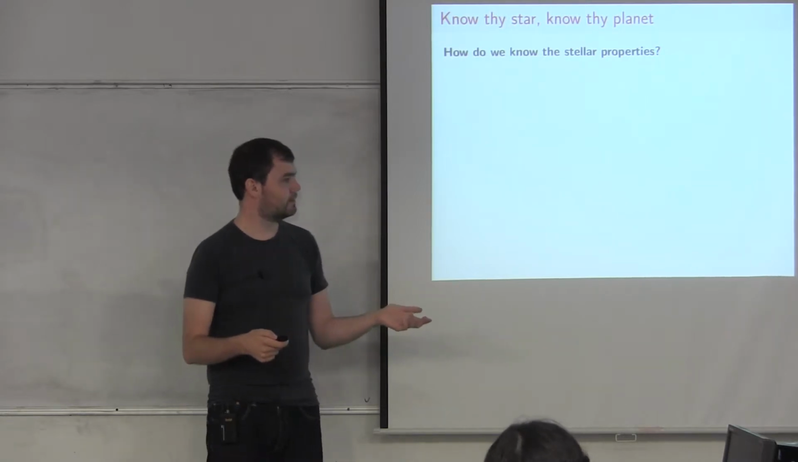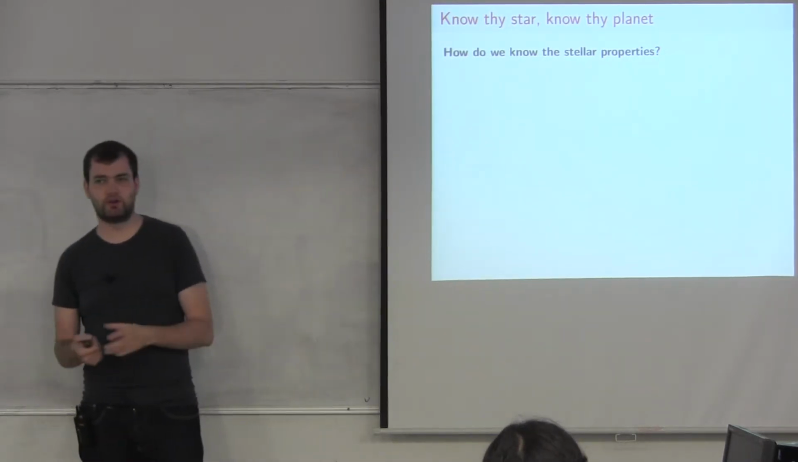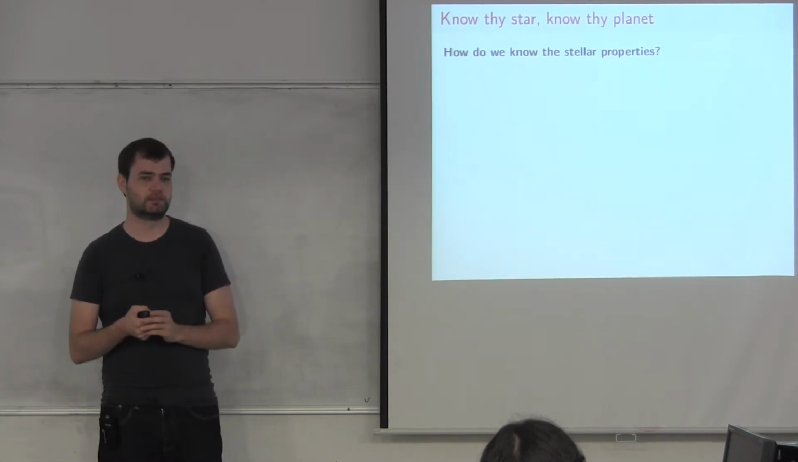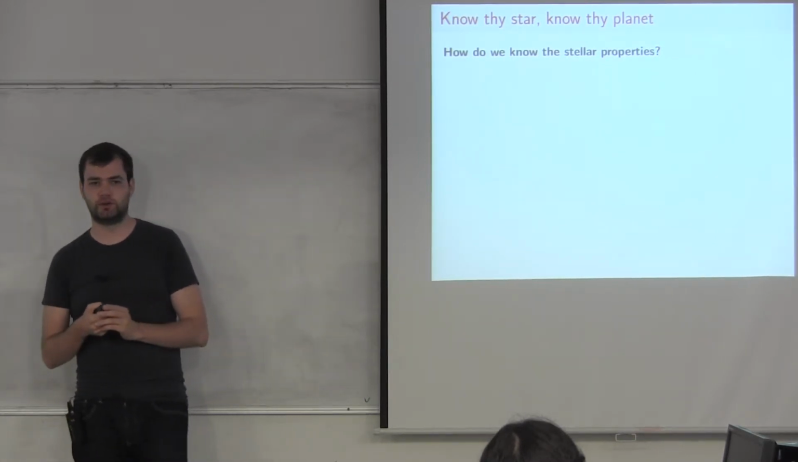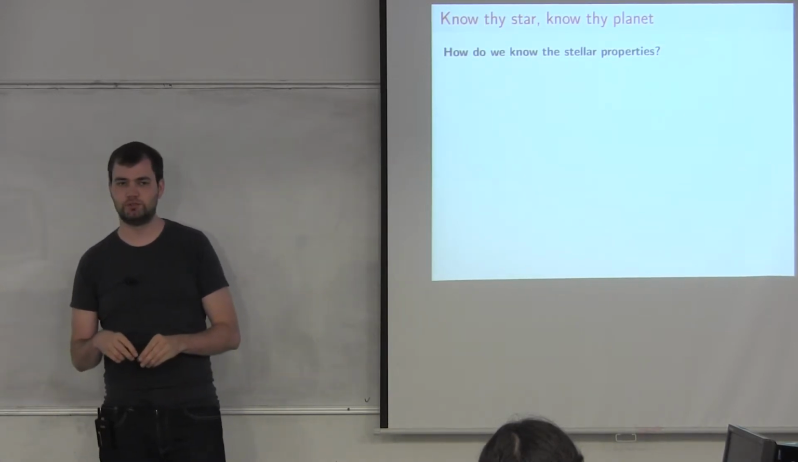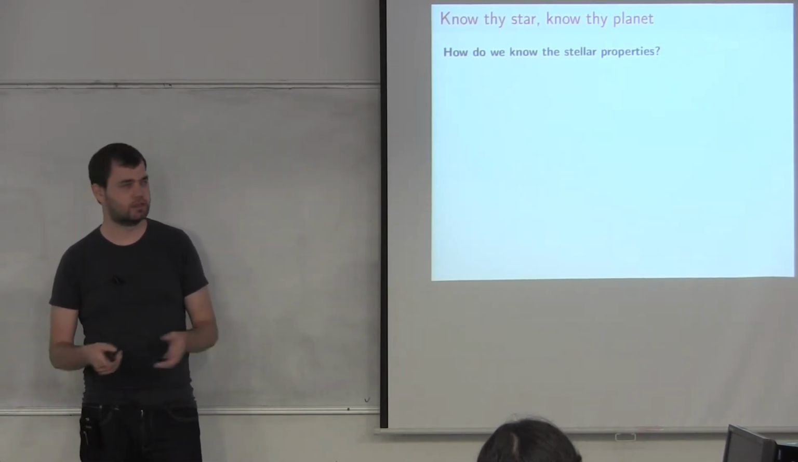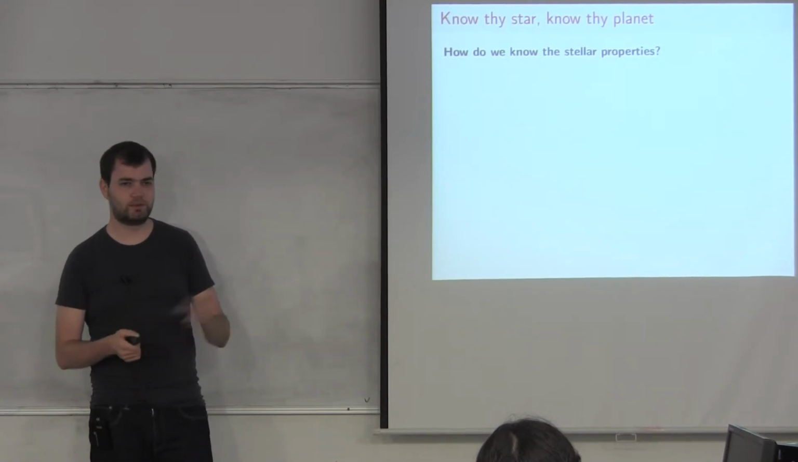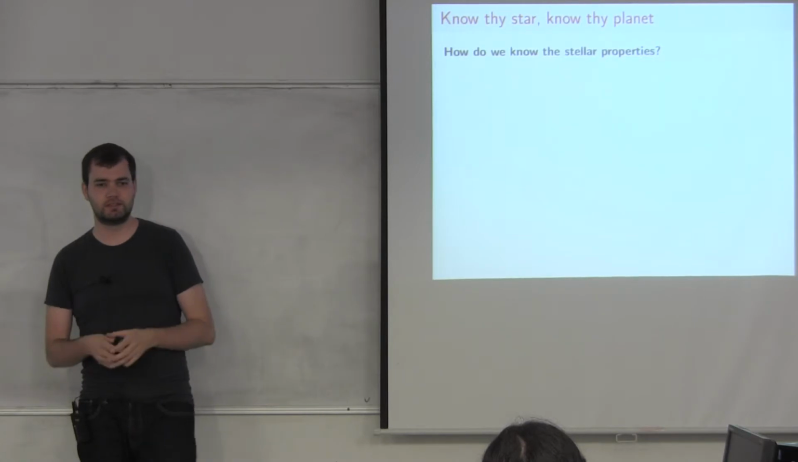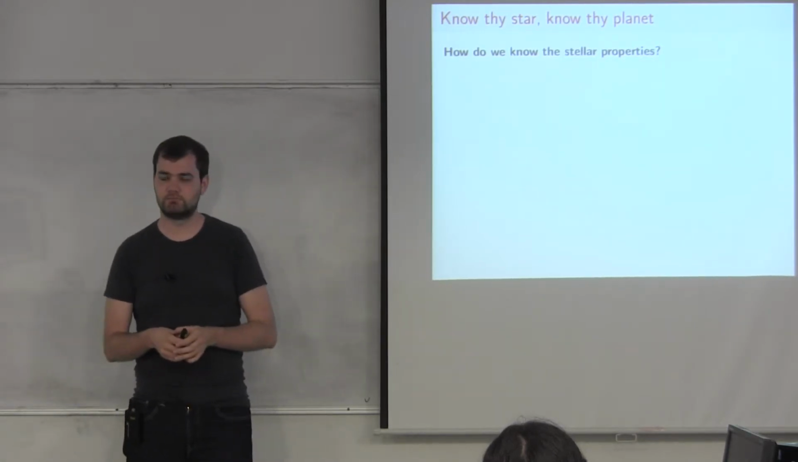Okay. And then really the final point of last lecture was that you know the properties of planets only as well as you know the properties of the star. So to get information on planets, you do need to know stars first. And I put up this question last time as well: which methods do we have to know things about stars?